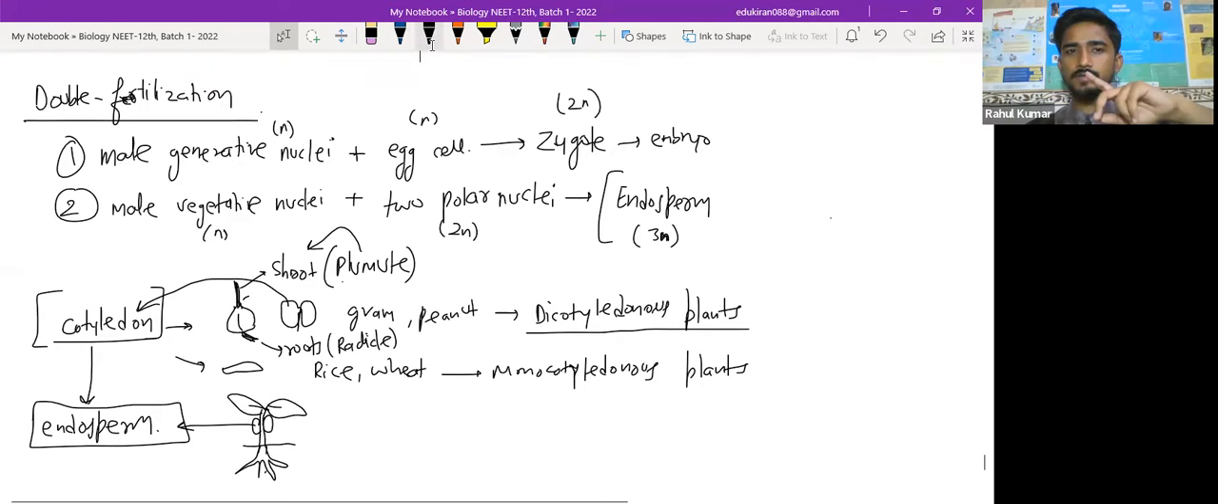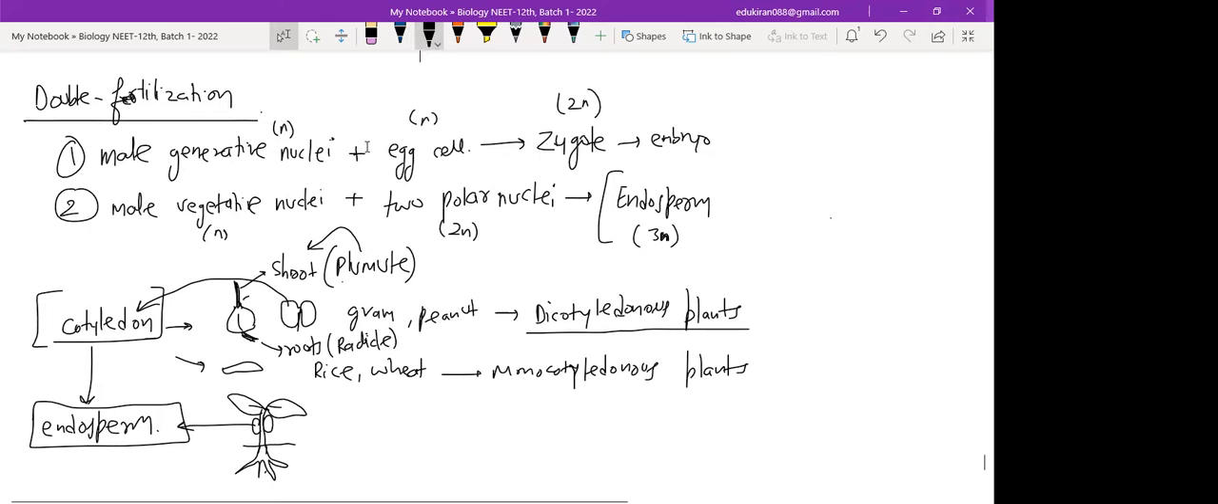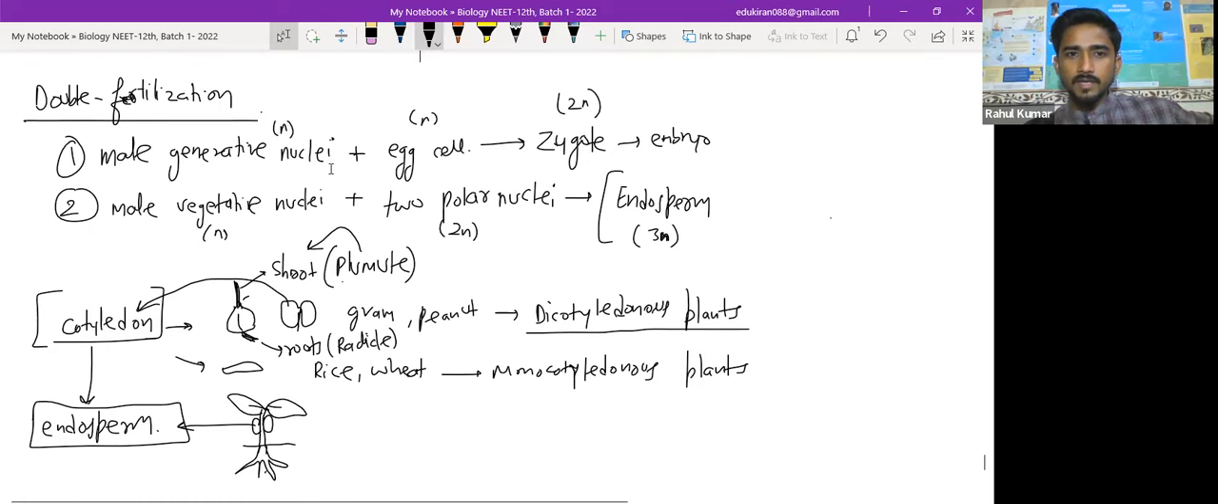Yes, Memuna, just one second. There's one small correction, people. Nuclei is a plural word, so just make it nucleus here because it's one single nucleus. Here it can be two polar nuclei because they are two. So here you have to use nucleus.